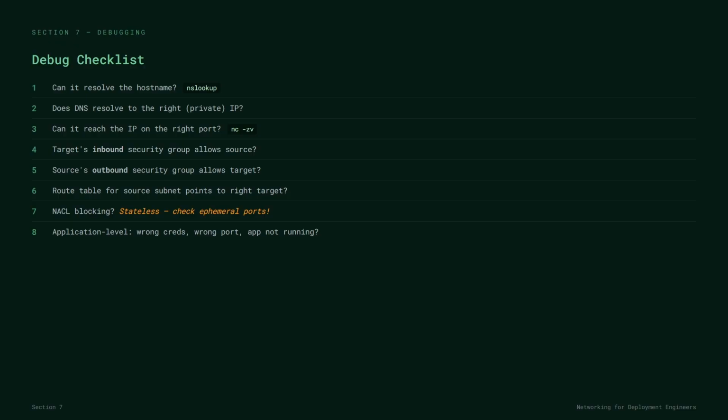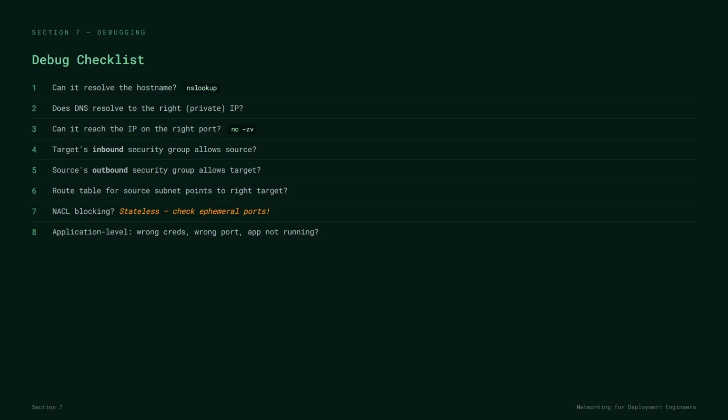Step 5 is route table. Is the traffic even trying to go to the right place? Most common problem: a developer moved a resource to a new subnet and forgot the route table update.